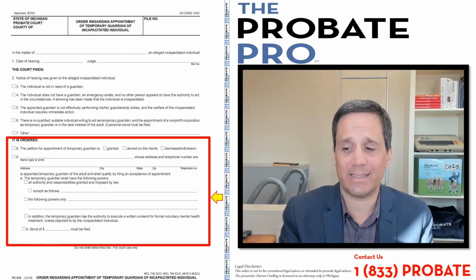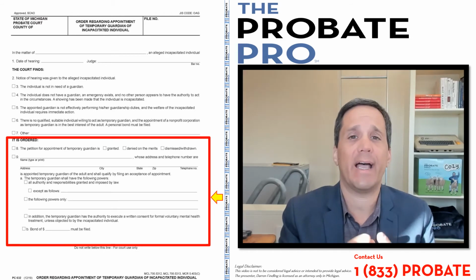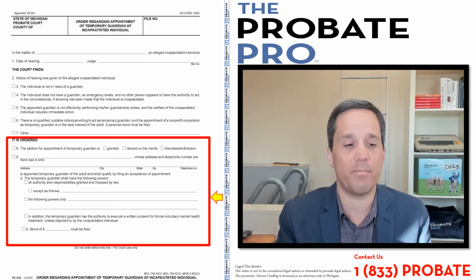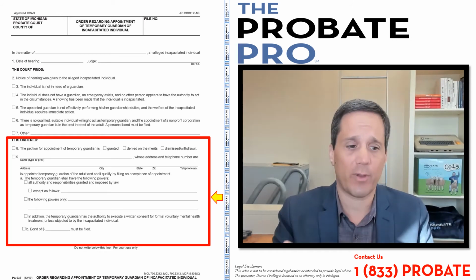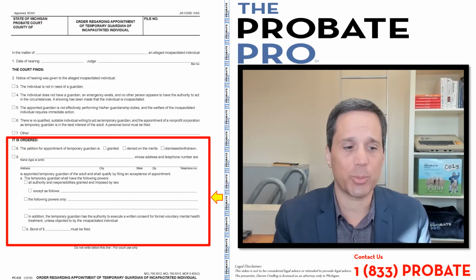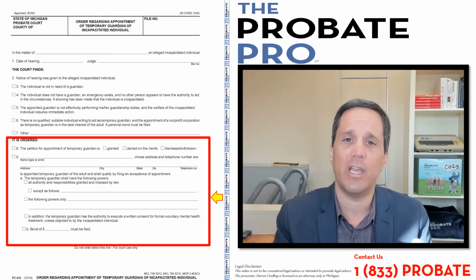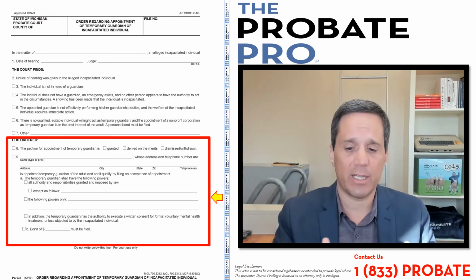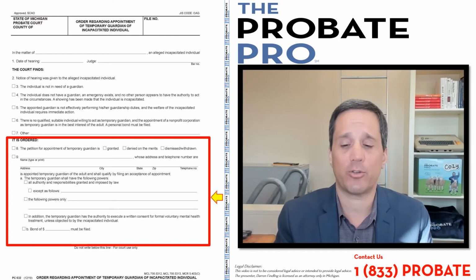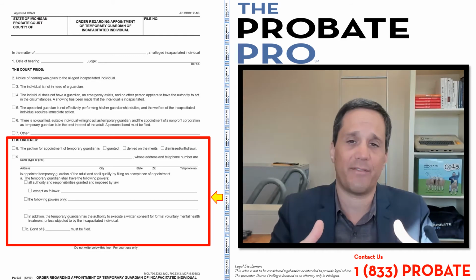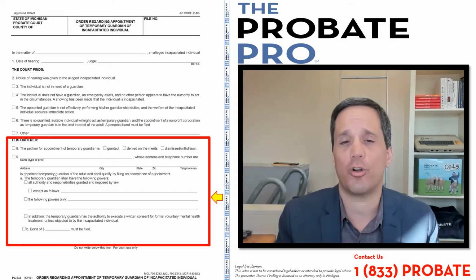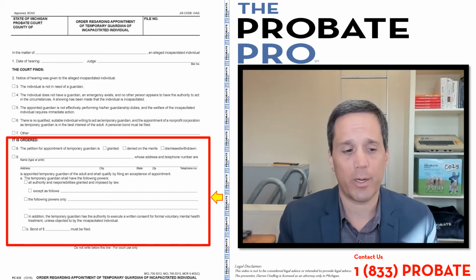The next box, it says, in addition, the temporary guardian has the authority to execute a written consent for formal voluntary mental health treatment. So again, if there's mental health related issues, this can also be utilized, but it also provides an objection opportunity by the person. So the alleged incapacitated individual can object to the voluntary mental health treatment, and then there's a process that follows related to the objection by the individual under Michigan's mental health code.